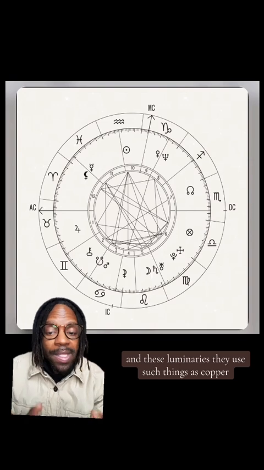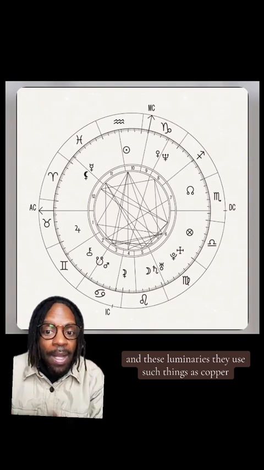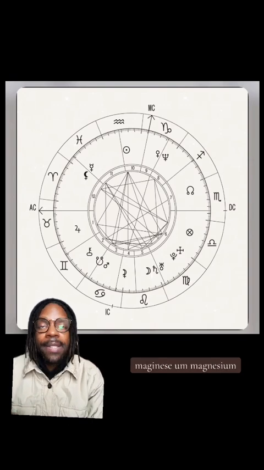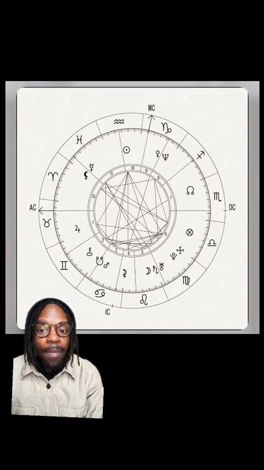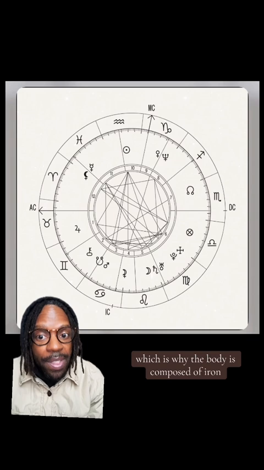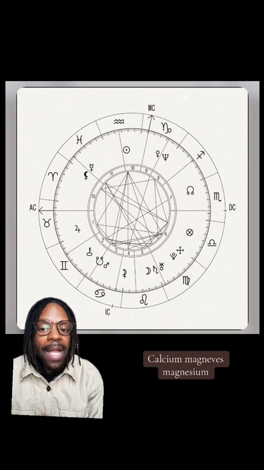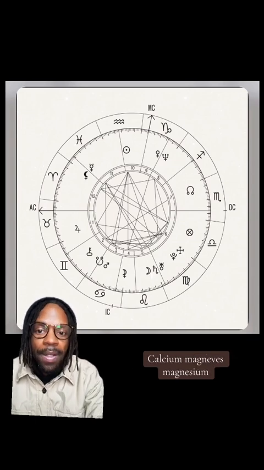And these luminaries, they use such things as copper, manganese, magnesium, iron, which is why the body is composed of iron, calcium, manganese, magnesium. Anyway, I'm just going to stop right there before it sounds like we're in church.